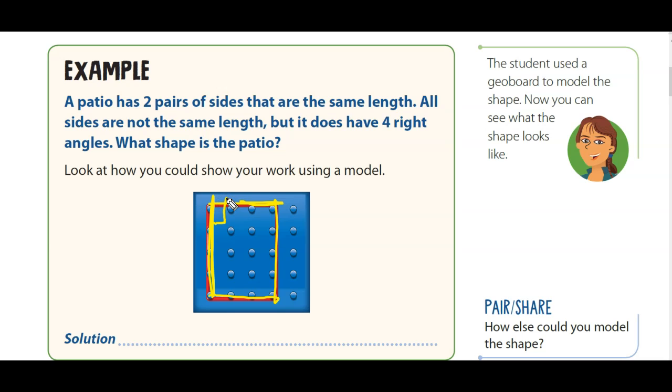This is a right angle. This is a right angle. That's this corner right here is a right angle. That's a right angle and that's a right angle. So what, do I call it a square? No. All 4 sides are not the same length. It's called a rectangle. That's the shape of the patio.